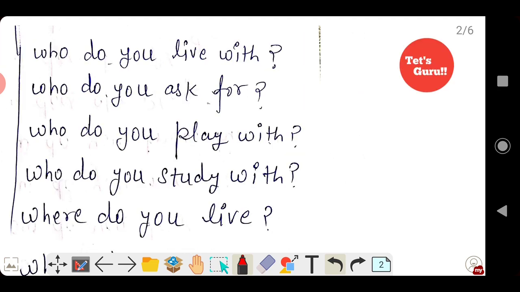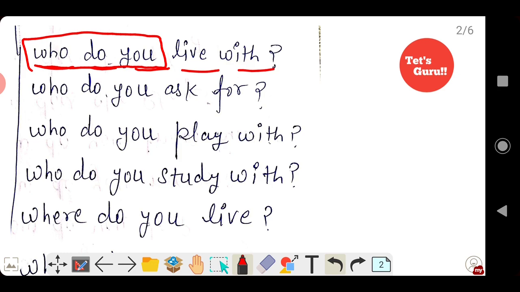There we have the very first sentence you can see on your screen: who do you live with? Just catch this phrase. I hope you know the Hindi meaning of this line. I don't want to speak Hindi. I'm your teacher, so let me speak some English.